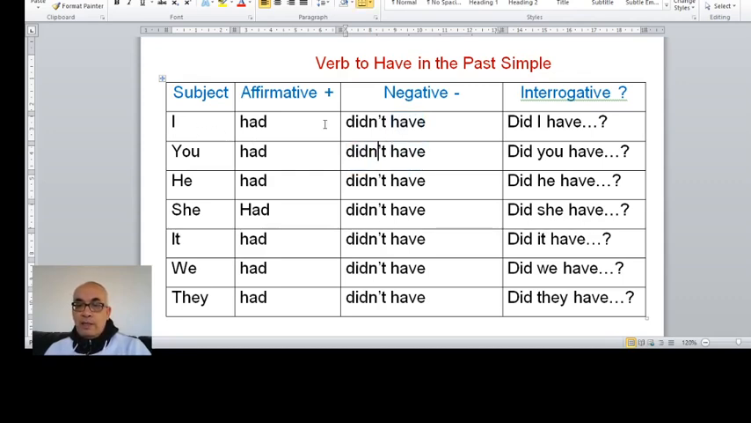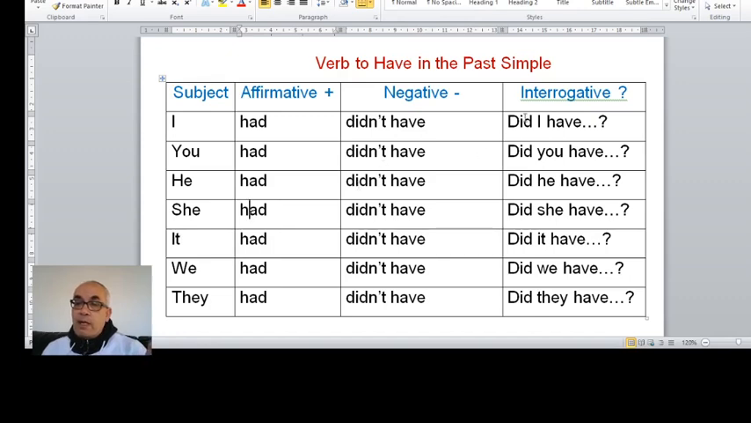So I did not have. You did not have. He did not have. She did not have. It did not have. We did not have. They did not have. This one should be small because this is S, capital, starting a sentence. The verb after the subject has got a small letter.